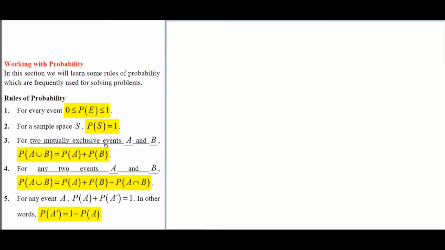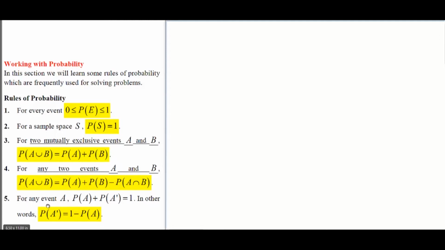For two mutually exclusive events, meaning two events which don't have any common outcome, the probability of A union B is equal to the probability of A plus the probability of B. But for any two events A and B, they can be mutually exclusive, or they can be events which have common elements between each other. So the probability of A union B is equal to the probability of A plus the probability of B minus the probability of A intersection B. For mutually exclusive events, A intersection B is equal to 0, meaning its probability is 0. So the probability of A plus B will be the probability of A union B.